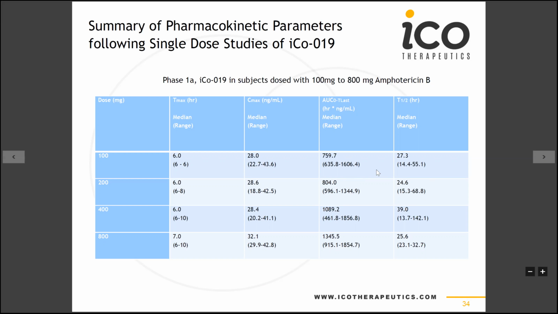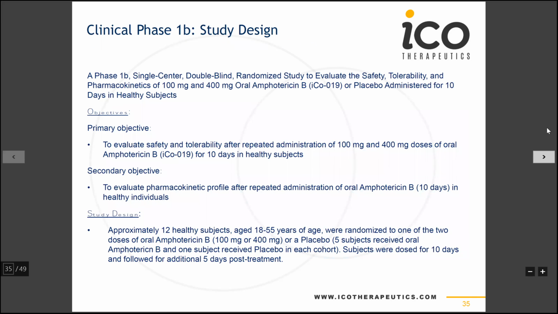So as patients are taking this in multiple doses, as we'll show you in the next study, they're going to get a sustained exposure of Amphotericin B, but without the toxicity associated with it. And so that was really an exciting result. The second was to do a clinical phase 1B trial. And in this 1B trial, we did multiple doses.